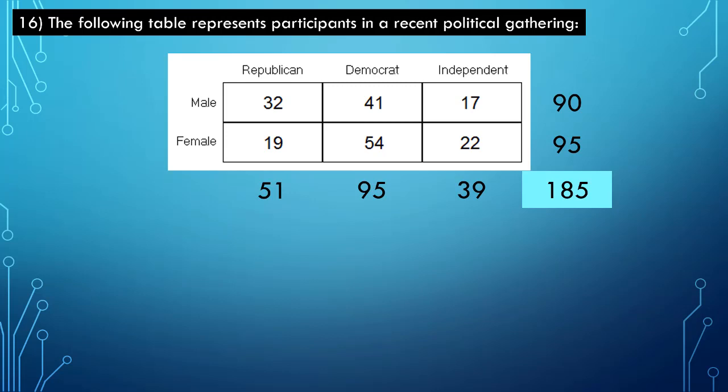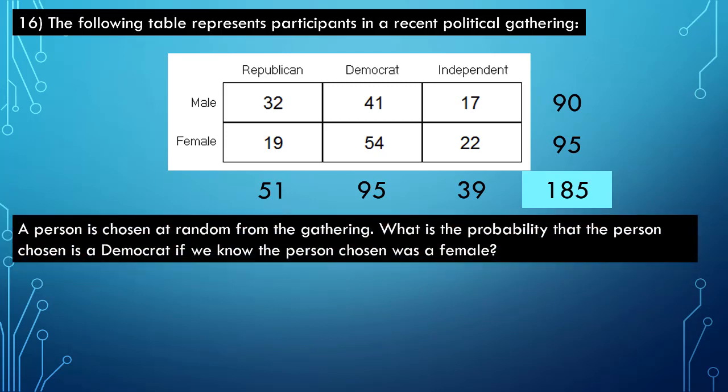What's the actual question being asked? A person is chosen at random from the gathering. What is the probability that the person is a Democrat if we know the person chosen was female? So this is a conditional probability question.